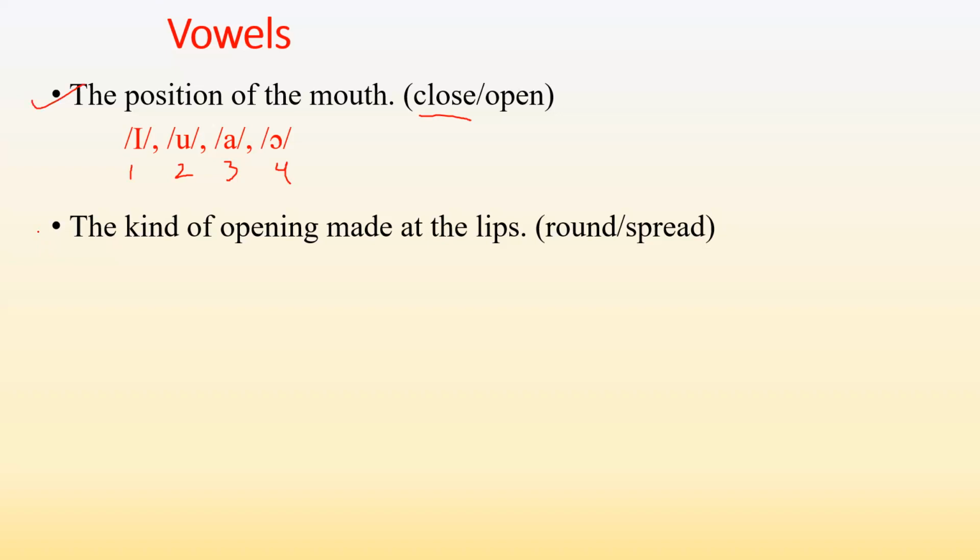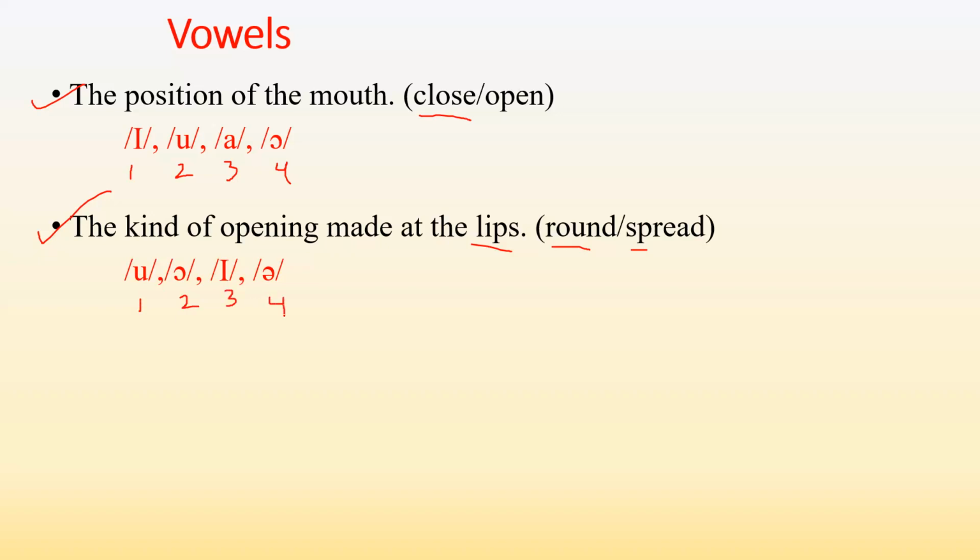And the last one, the fourth phonetic criterion, the kind of opening made at the lips. So this is very clear. The kind of opening made at the lips, not the mouth. So there are two types of vowels only, round vowels and spread vowels. Sometimes instead of spread we say unround. Round and unround, or round and spread. There are four examples for them also. You can easily find the round vowels and spread vowels from these four.